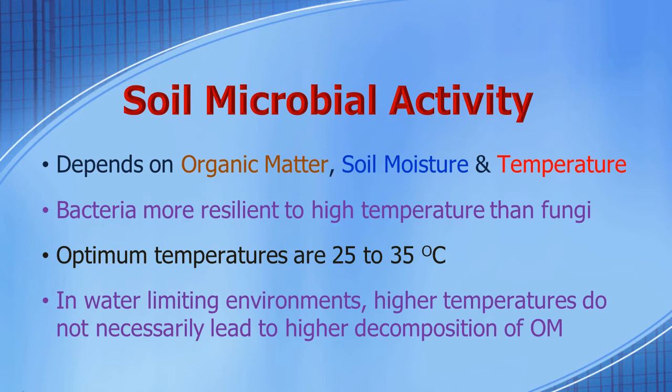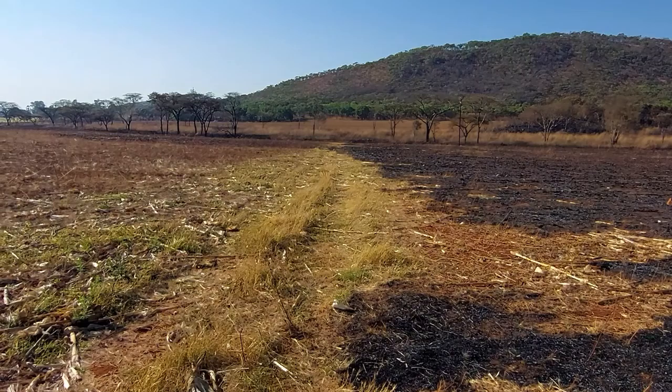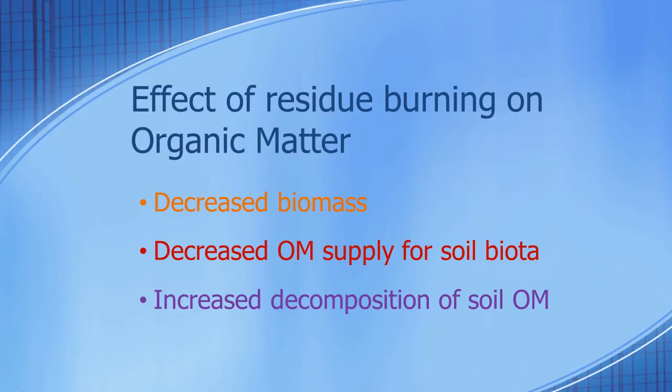In a water limiting environment like we have now at the end of September, early October, higher temperatures do not necessarily lead to higher decomposition of organic matter, simply because there's very little moisture available for those microbes to function properly. Now, when you do remove residues through burning, you obviously decrease the amount of biomass on the soil surface, and therefore you also are decreasing the organic matter supply for soil biota to feed on. And so with less organic matter there, you might expect that the soil microbial activity will be less, and that is true when there's a moisture limitation.